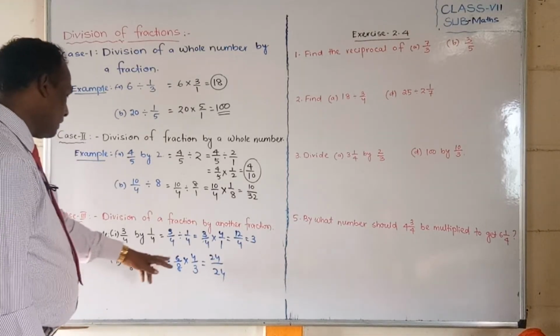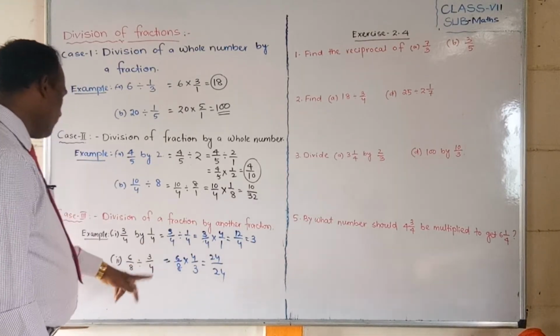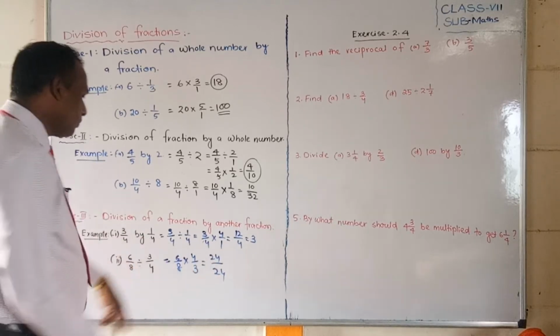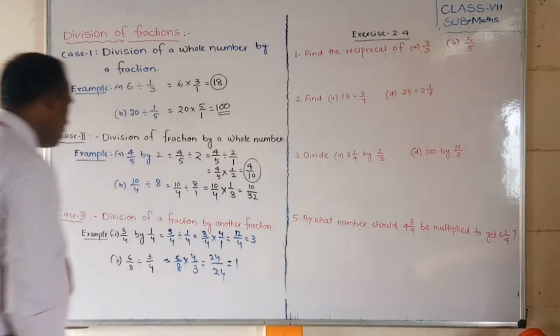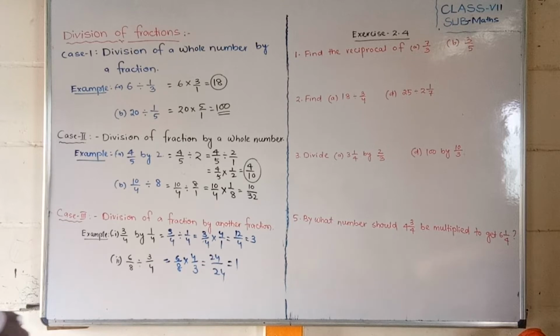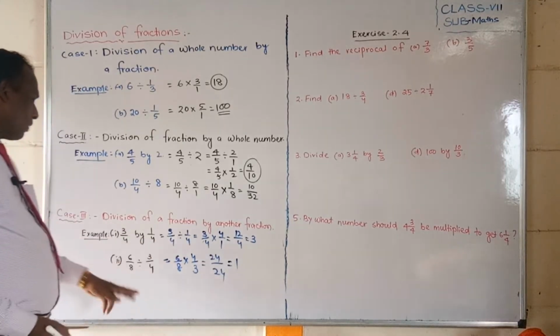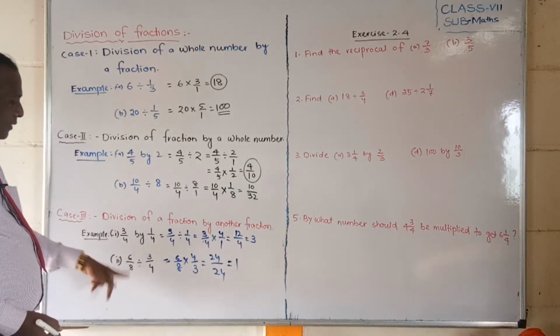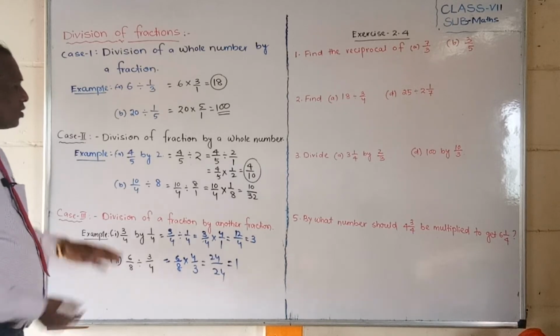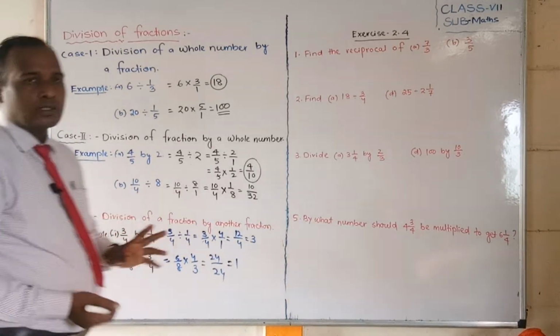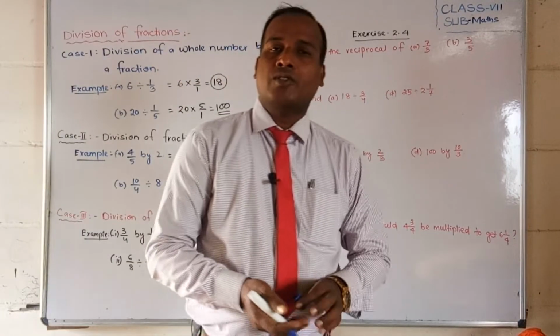Yes? Okay. 6 4s are 24 and 8 3s are 24. 24 by 24 is equal to 1. So students, remember, this value is also 1, because if we simplify, the same number, 3 by 4, will come. So these are the three cases.